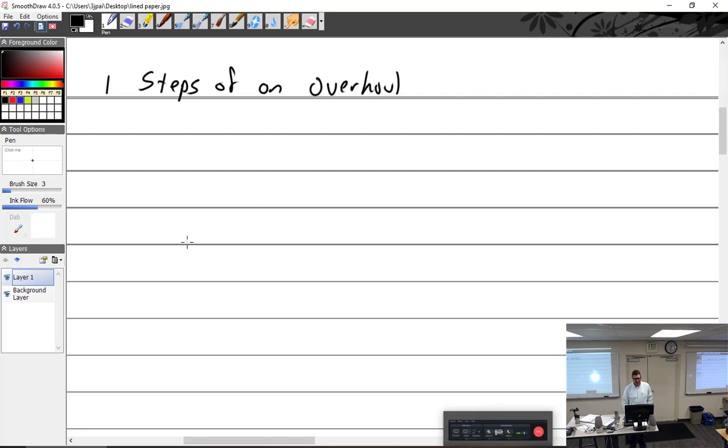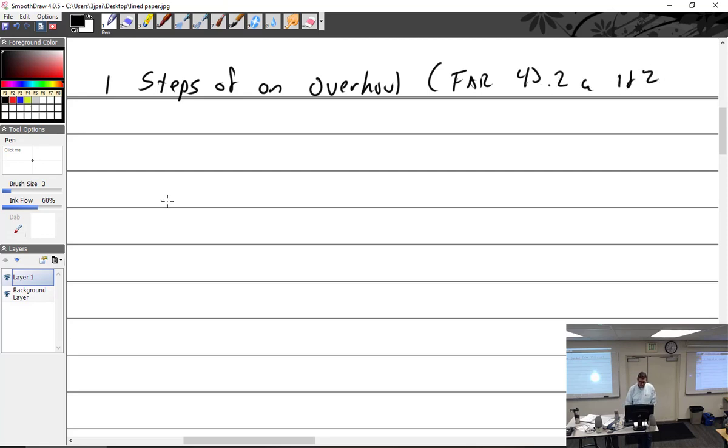So we got to talk about what is an overhaul? What does it entail? Well, it's not my opinion. It comes out of FAR 43.2, Alpha 1 and 2, is where I'm getting all this from. So it says the steps of an overhaul. There are very distinct steps that the FAA says you must do in order to call it an overhaul. And it is. Help me out here. This should be review.